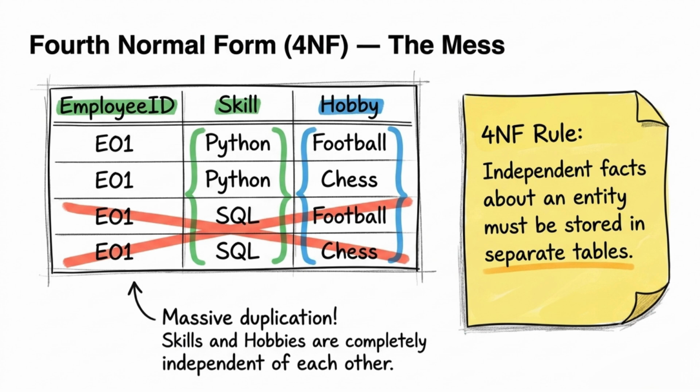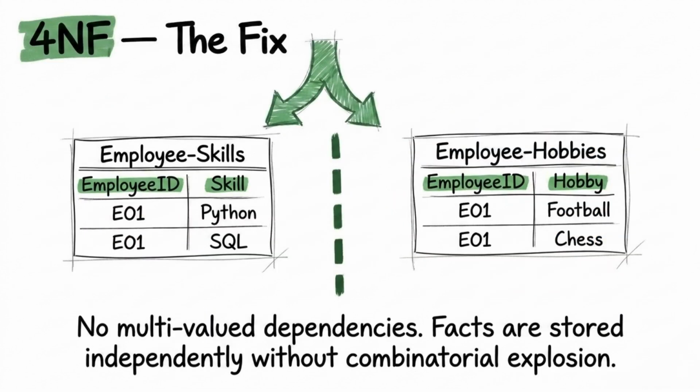Fourth normal form, 4NF, the mess. Employee E01 has 2 skills and 2 hobbies, completely independent of each other. But storing them together forces every combination to be recorded. Python football, Python chess, SQL football, SQL chess. That's massive, unnecessary duplication. 4NF rule. Independent facts about an entity must live in separate tables.